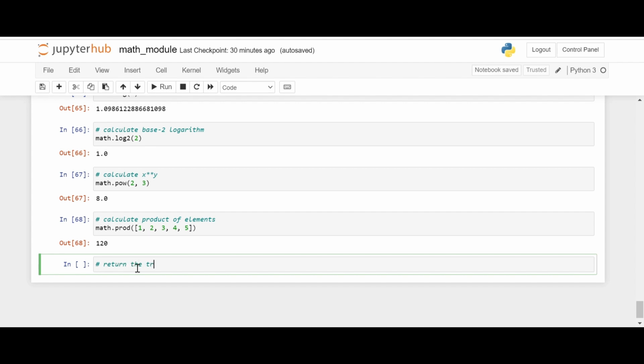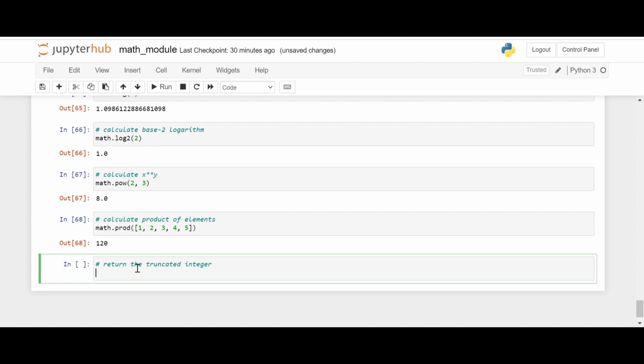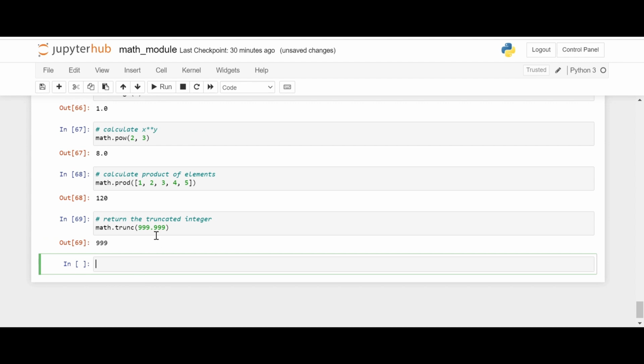Return the truncated integer, math.trunc of 99.99. So this part is gone. We get the truncated integer.